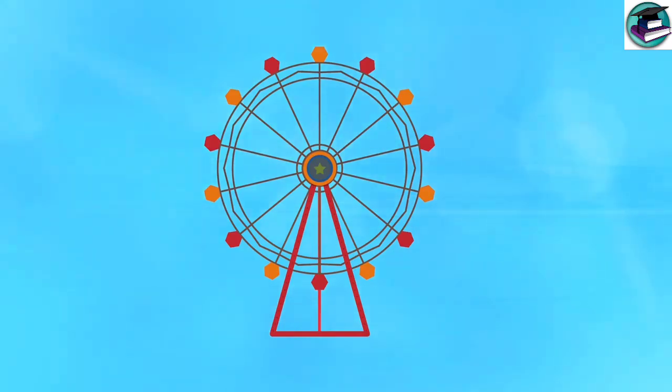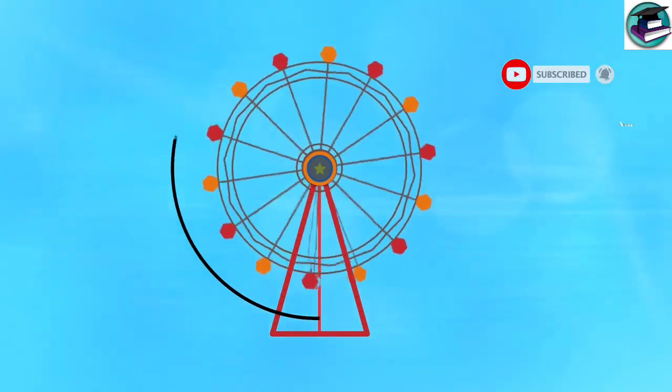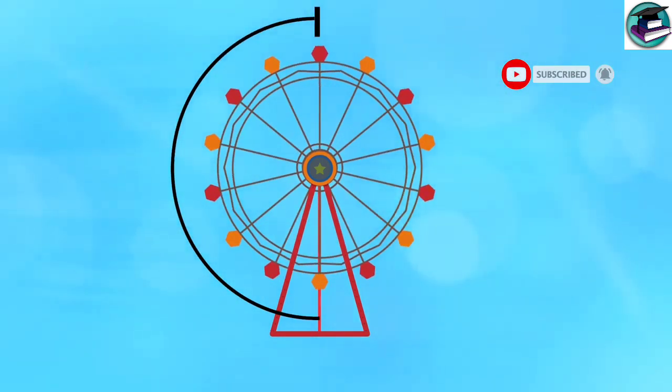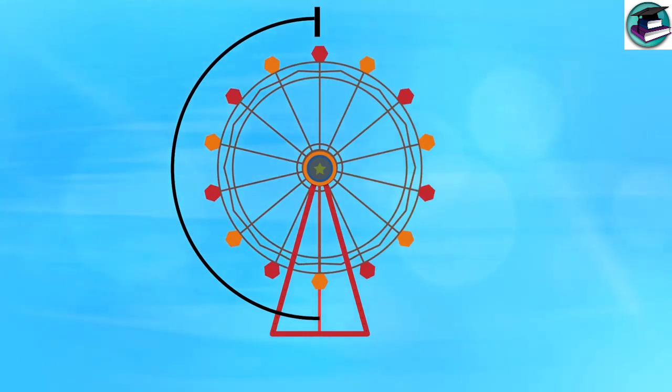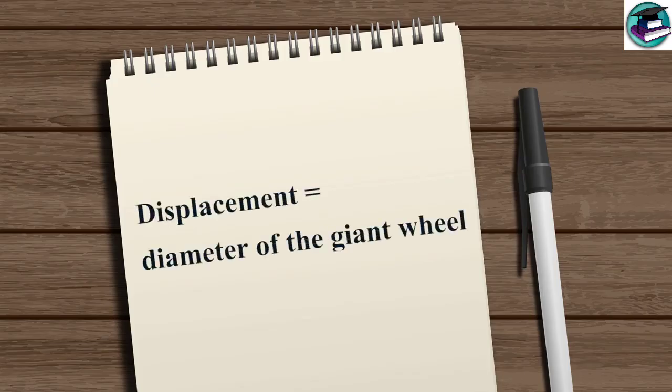Let's look at another example. Imagine you are sitting on a seat in a giant wheel. Right now you are at the bottom. After half a rotation, you reach the top of the giant wheel. Can you find out what your displacement from the initial position is? Here, displacement is equal to the diameter of the giant wheel.